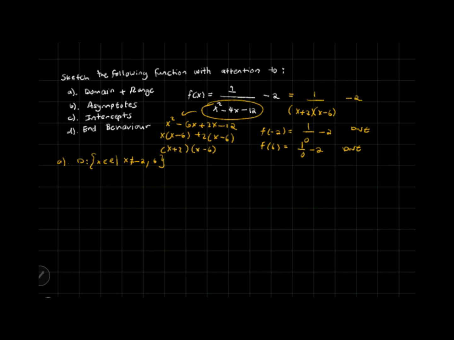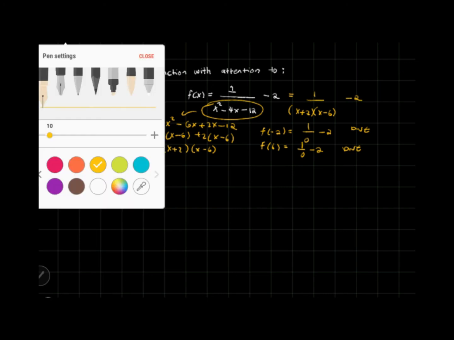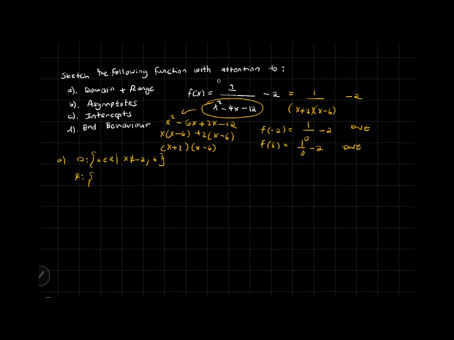So you can notice how this is different from some of the previous examples we looked at. Let's take a look at the range here. The range is still going to be the same thing. So if we take a look at our fraction here, this portion cannot equal 0 because you can only make a fraction 0 if the numerator is 0. So 0 minus 2 doesn't happen. So y belongs to the set of all real numbers, but y cannot equal -2.